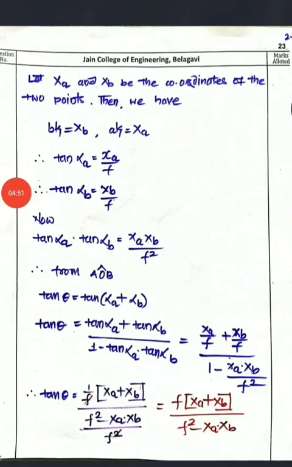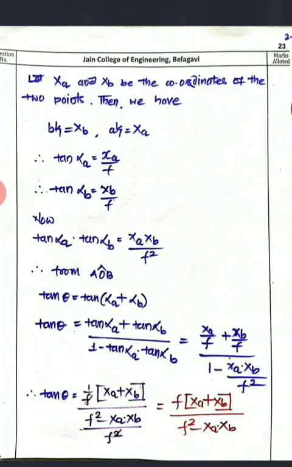Now if you multiply tan alpha A with tan alpha B, then tan alpha A into tan alpha B is equal to XA by f divided by XB by f, that you can write as XA XB divided by f square. This is what I am showing.